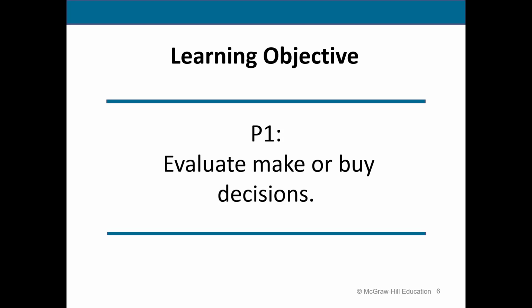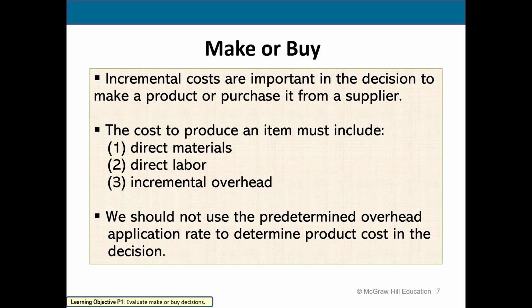Now we will look at evaluating make or buy decisions. The decision to make or buy a component is common. The decision involves the question of, is it more economical to produce the goods internally or purchase them from an outside supplier? We will again look at the incremental cost for the decision. Incremental cost will include direct materials, direct labor, and incremental overhead.